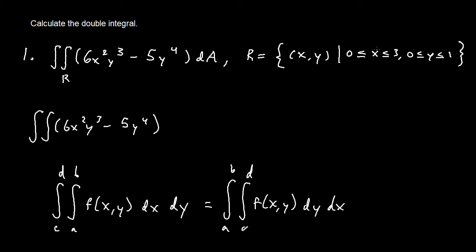And so to double check, no matter what values you plug in for x between 0 and 3, and no matter what values you plug in for y between 0 and 1 into the original function, you will always get a real answer. So yes, the function is continuous. So we can use Fubini's theorem.